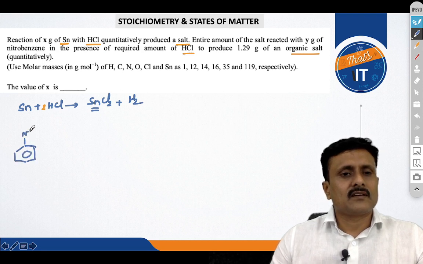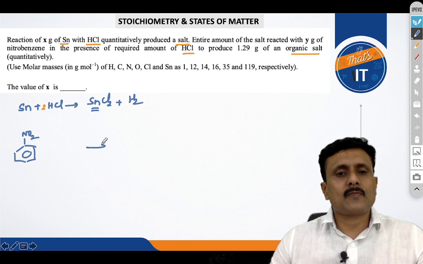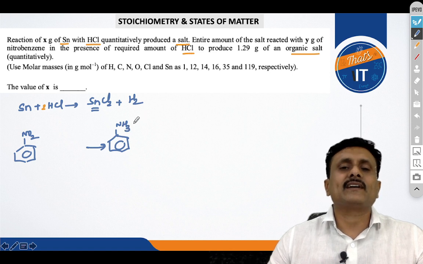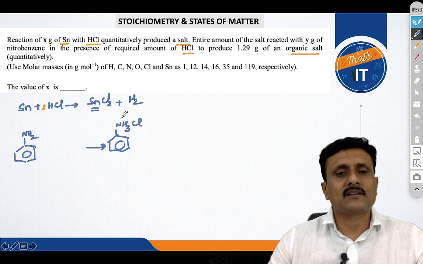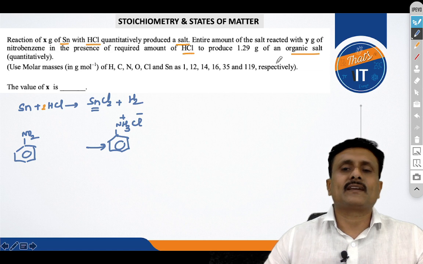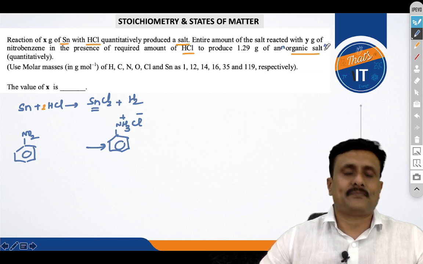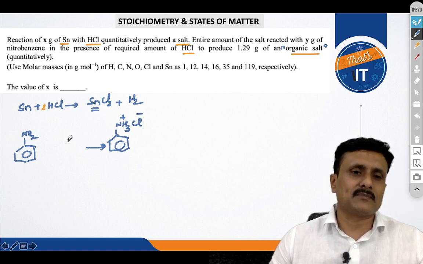nitrobenzene is being reduced to aniline, that is amino benzene, and its salt, because when you take excess of HCl, you know that you are going to get the salt of it. This is the organic salt which is mentioned in the question. So language is critical, the question is simple, right?